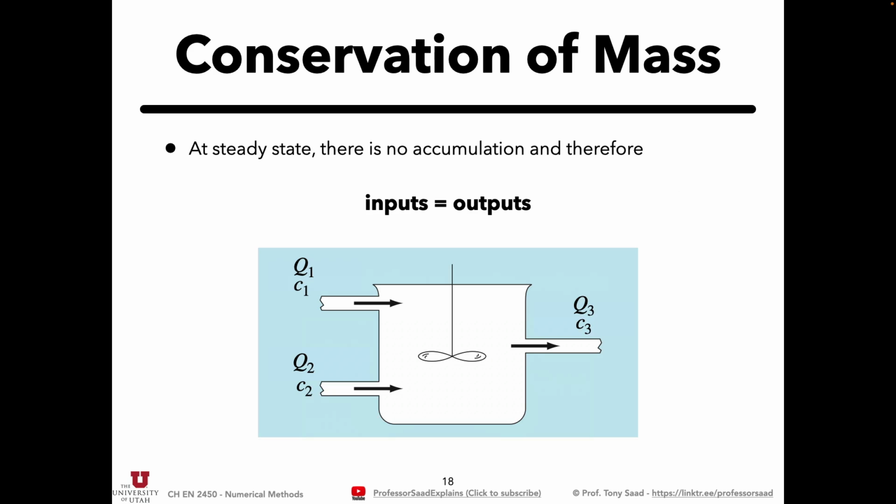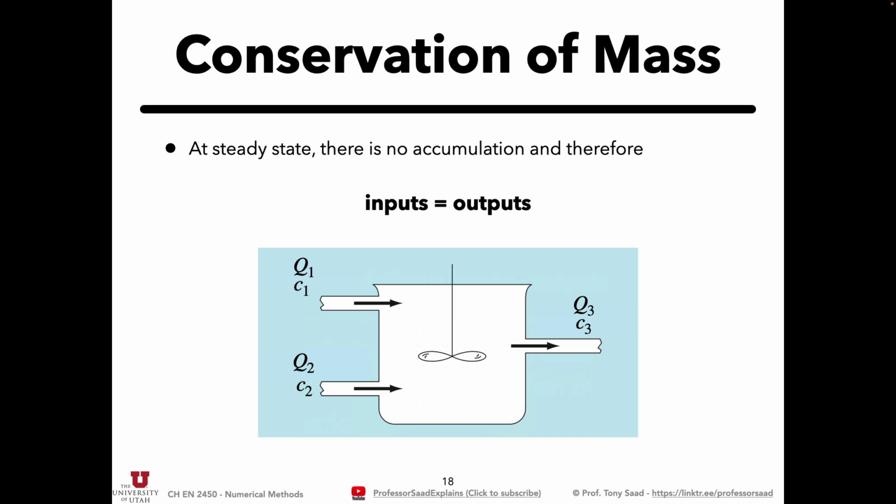Now, when we say that accumulation is 0, whatever is coming in equals whatever is leaving. If one person comes in, one person leaves, right? So you have a complete balance, and that says inputs equal outputs.